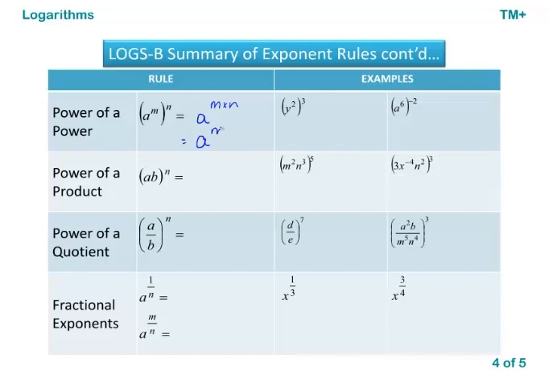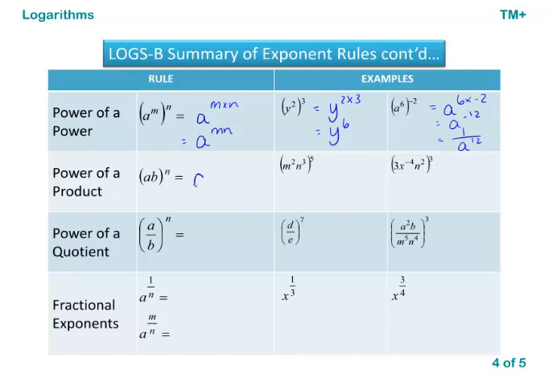Power of a power, we multiply our indices. So a to the mn. So for example, y squared all cubed, y to the 2 times 3 is y to the 6. A to the 6 all to the negative 2 becomes a to the 6 times negative 2, which is a to the negative 12. We need to write with a positive exponent, so it becomes 1 over a to the 12.